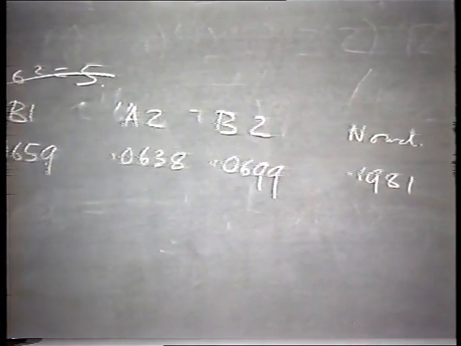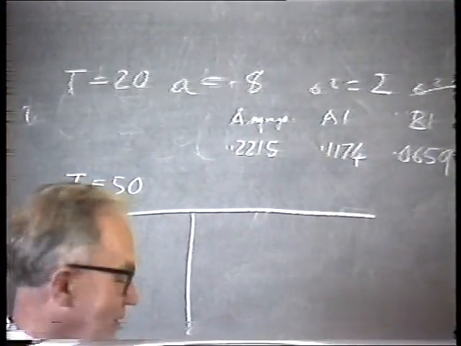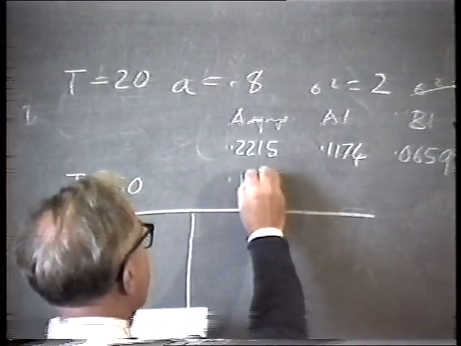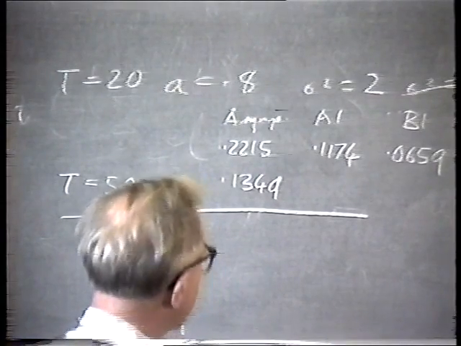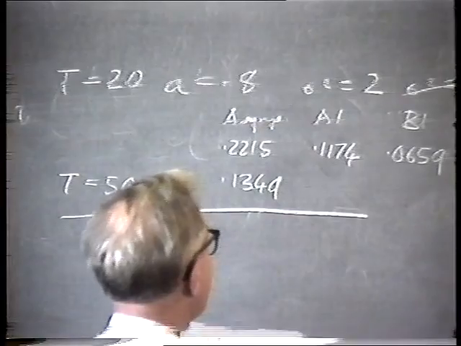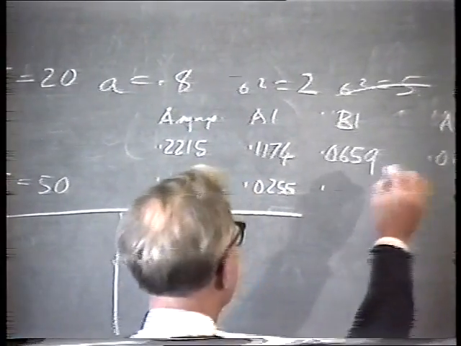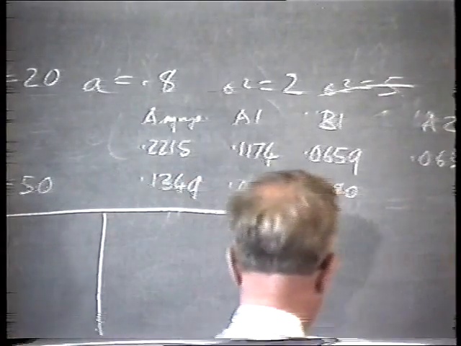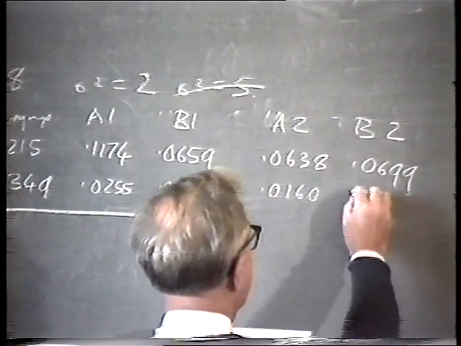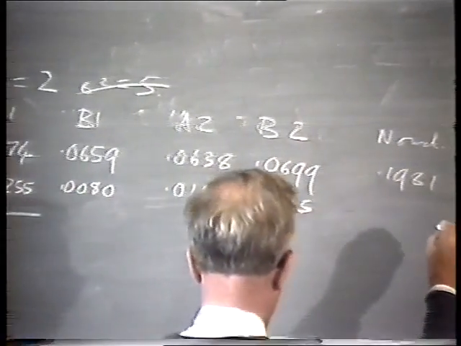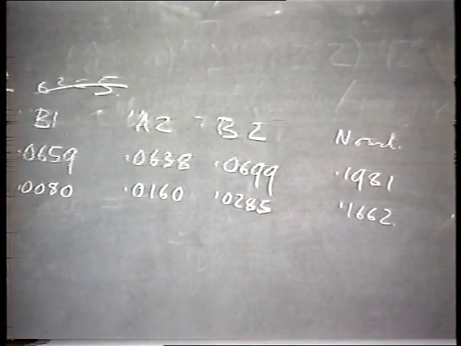Now, that is with T equals 20. If I take T equals 50, just to see whether it really pays to have a bit larger sample, what you then find is 0.1349 for the asymptotic distribution. So it has reduced its error by a factor of about a half. The A1 0.0255. The B1 0.080, not at all bad. The A2 0.160. The B2 0.0285. The normal 0.1662. So normal definitely not showing any improvement. B1 again showing up rather favourably.